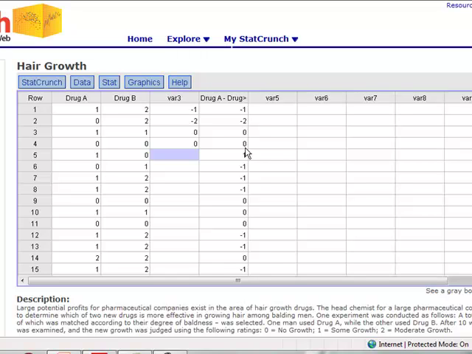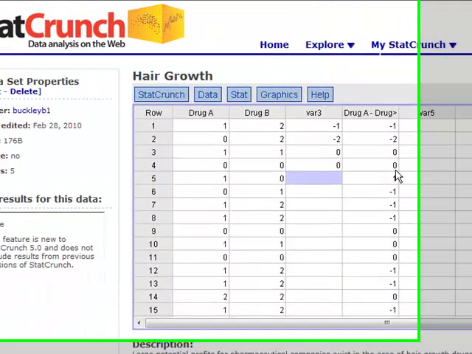Now, in this case, we would never have considered a t-test for this data because the variable that was recorded was ordinal in nature. So we had 3 levels. 0 corresponded to no growth, 1 to some growth, and 2 to moderate growth. So the 0, 1, and 2 are completely arbitrary assignments, so it makes no sense to talk about the average hair growth. Instead, we'd like to compare the median.